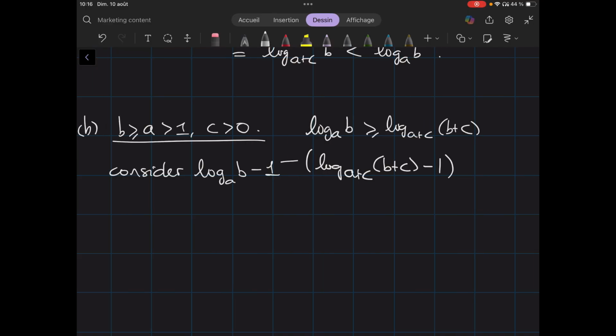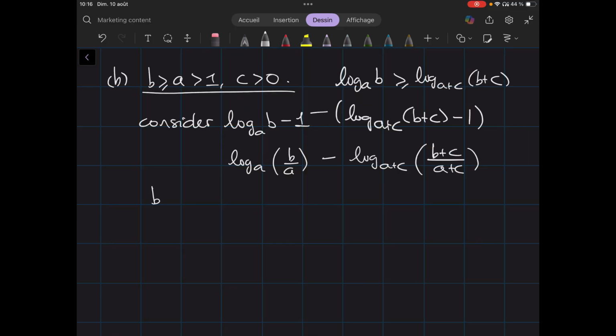Log base A of B minus 1, that's log base A of B divided by A. Log base A plus C of B plus C minus 1, that is log base A plus C of B plus C divided by A plus C. Because B is greater or equal to A, B divided by A is greater or equal to 1. Because of that, B plus C divided by A plus C has to be less than B plus A.